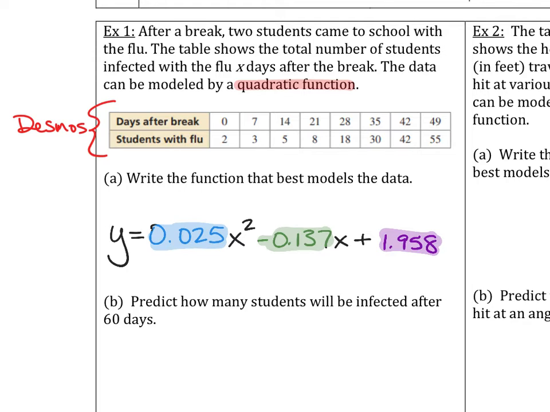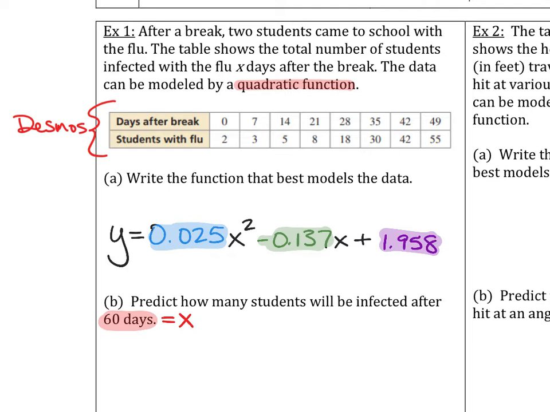But the reason that we have these equations is because having a prediction line or curve that allows us to predict the future means we're going to be able to answer this next question. It says, predict how many students will be infected after 60 days. So question. If they said after 60 days, did they give me an input value or an output value? Input. They gave me an input. Very good. What letter is the input value always? Is it X or Y? So we have an equation of X equal to 60 that we need to also graph at the same time.